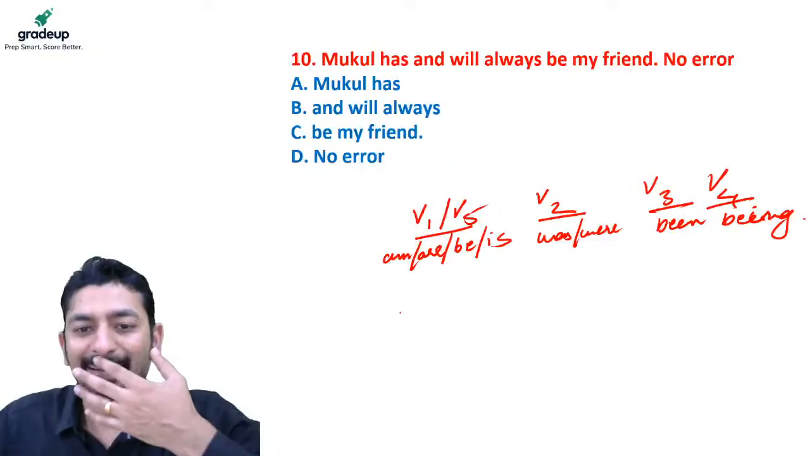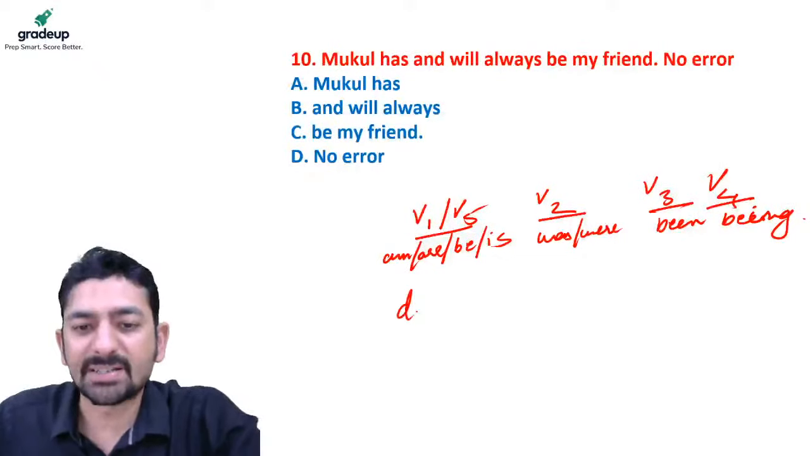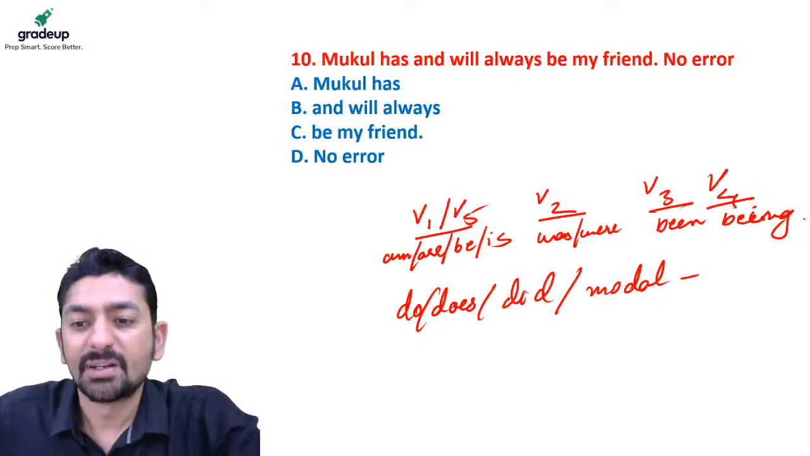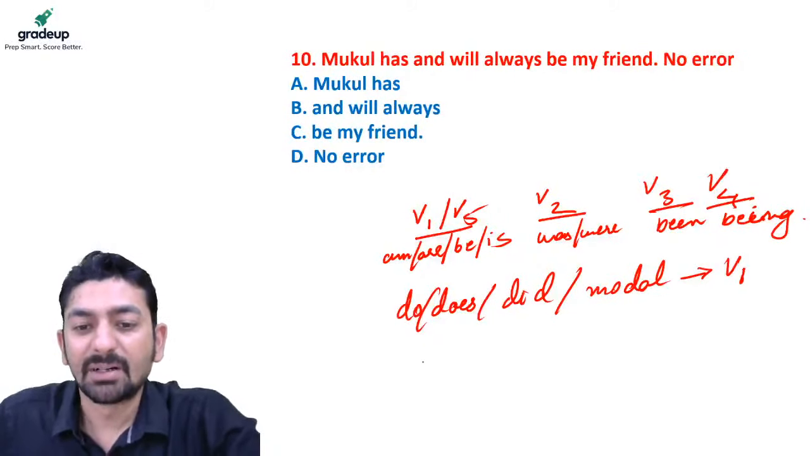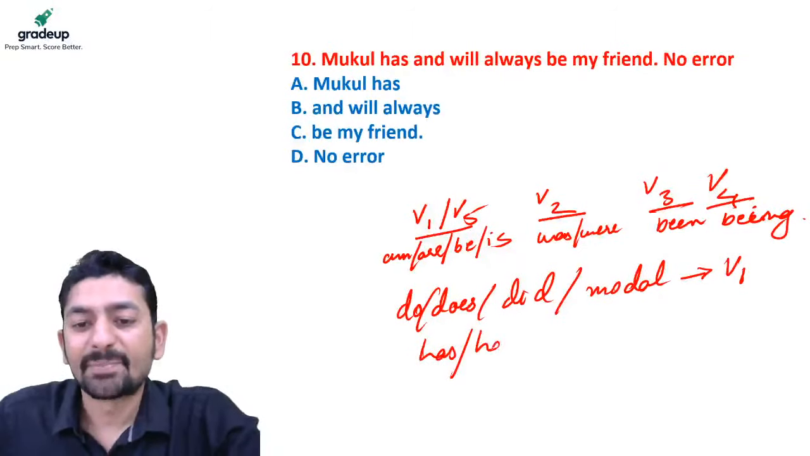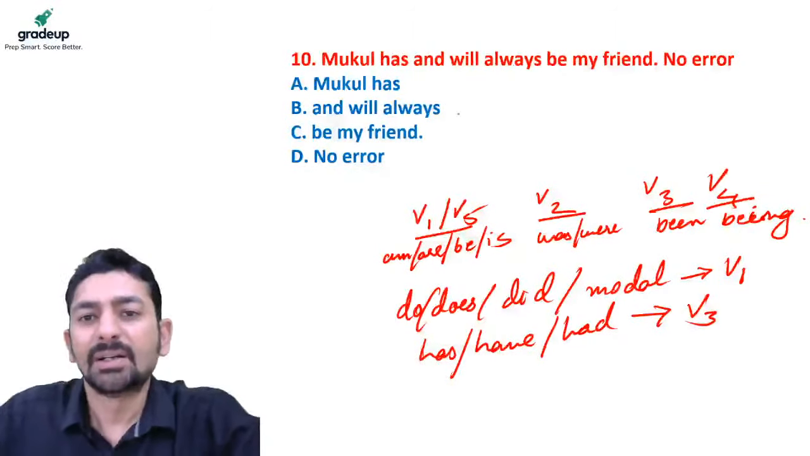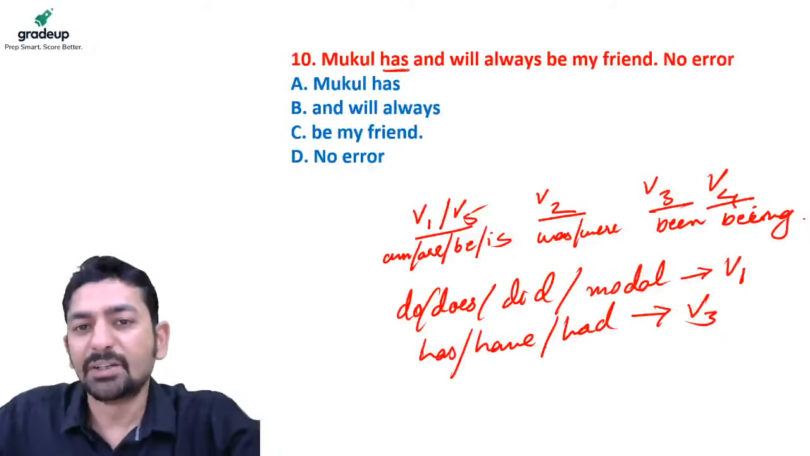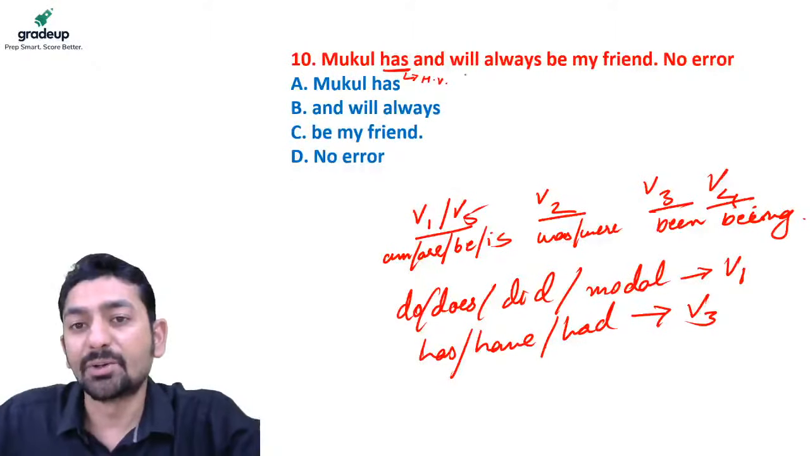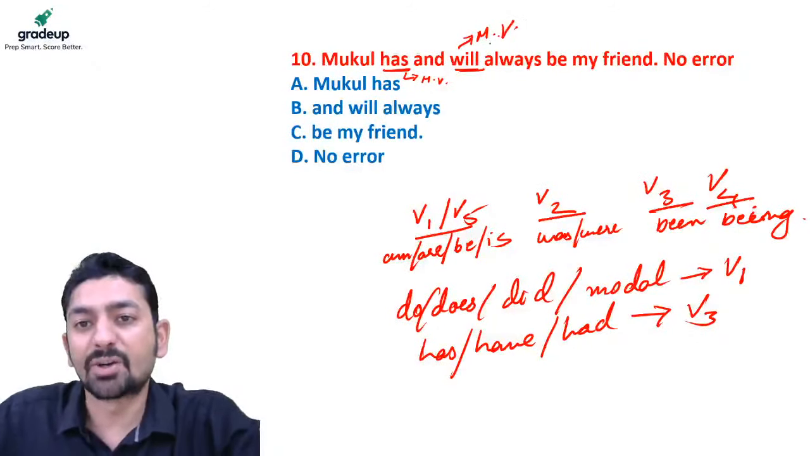Also, we learned that after do, does, did, and modal verbs, you put the first form of the verb. After has, have, and had, you put the third form of the verb. Okay, that is clear to all. Now look here carefully, guys. You have has also. This is the helping verb. And you have will also. Will is called the modal verb.